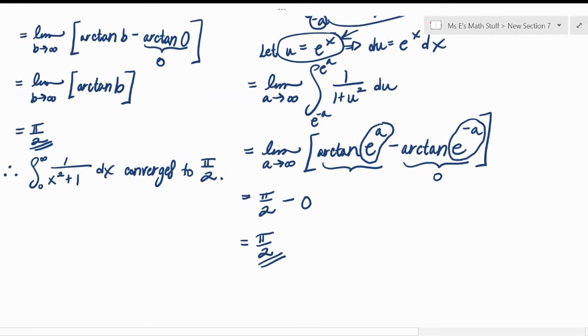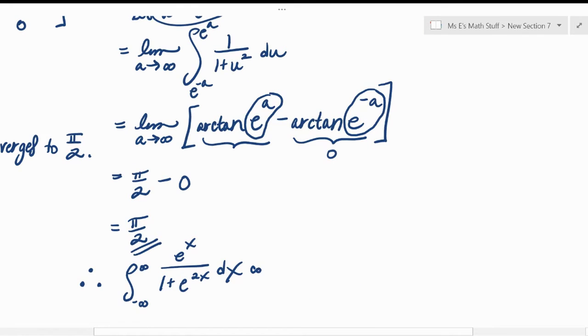There we go. So my conclusion would be that the integral from negative infinity to infinity of, whoops, it was e to the x over 1 plus e to the 2x dx converges to pi over 2. There we go.